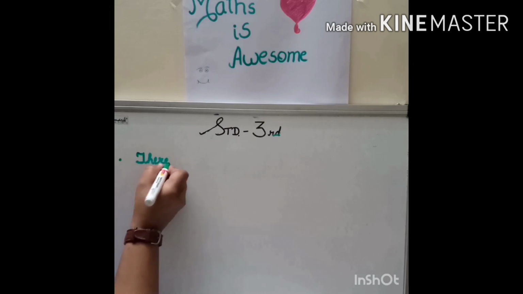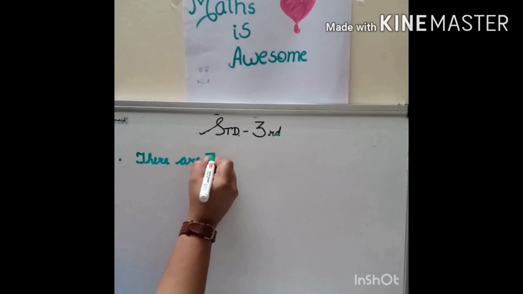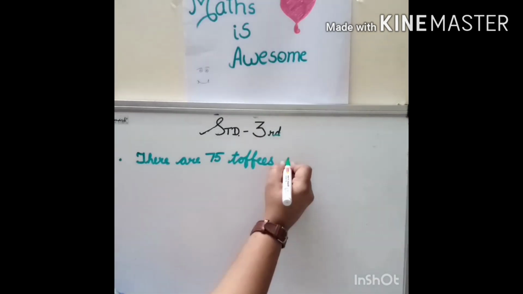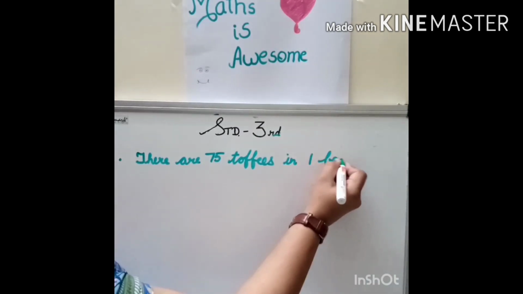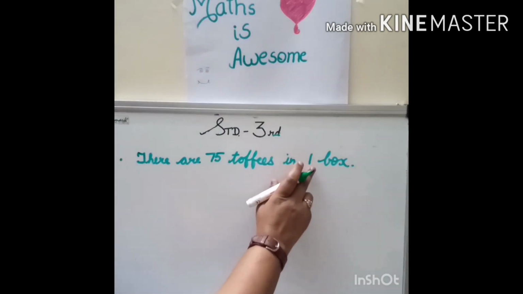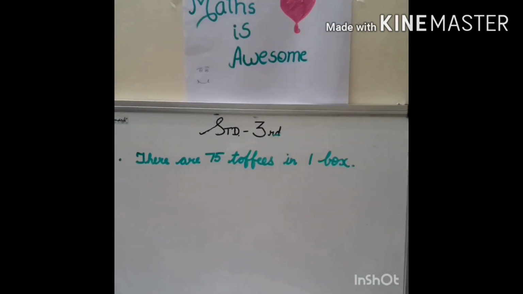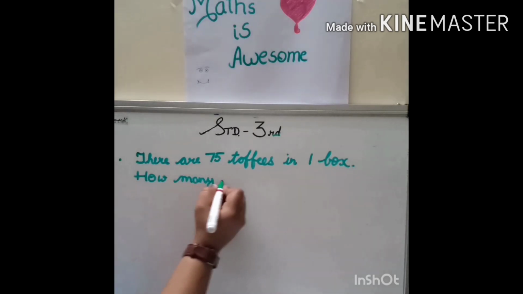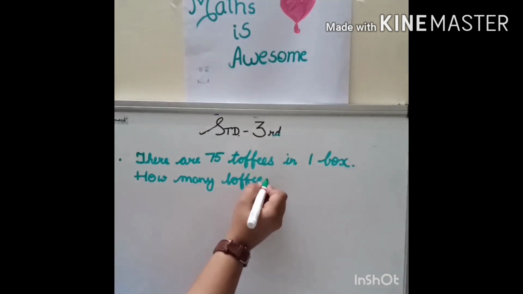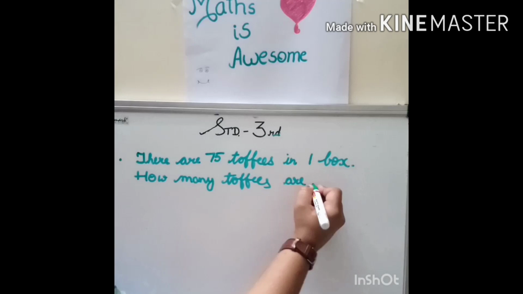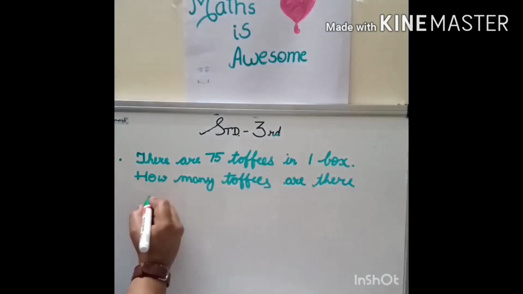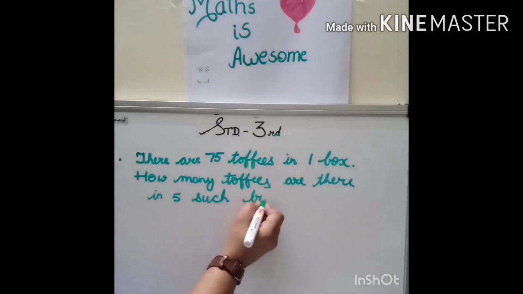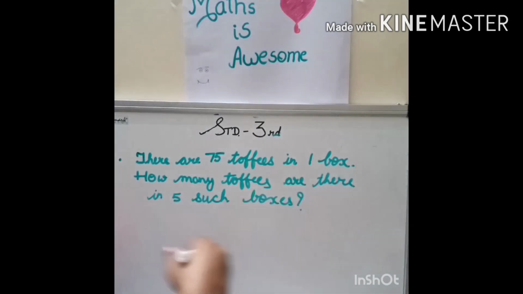The question is, there are 75 toffees in one box. Now children, you can see they have again given the question related to one thing. Now the question is, how many toffees are there in 5 such boxes?